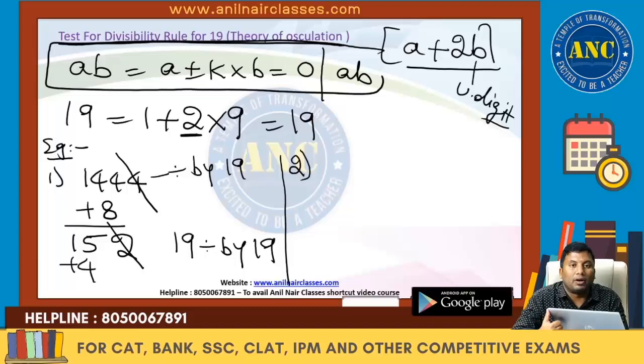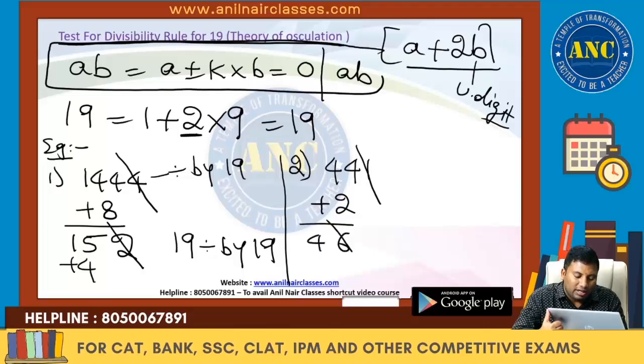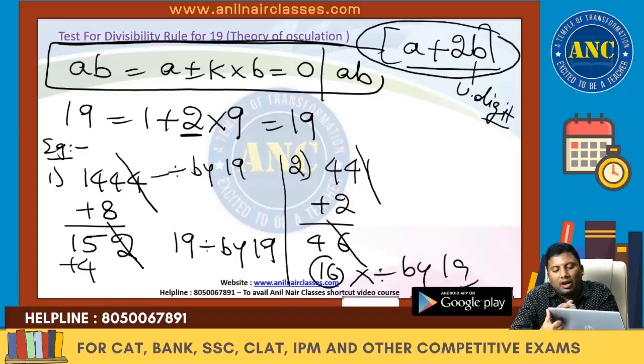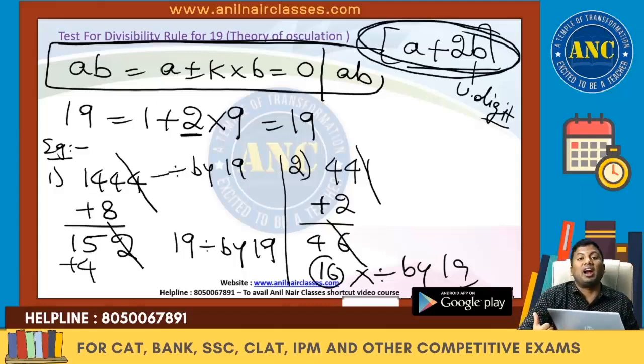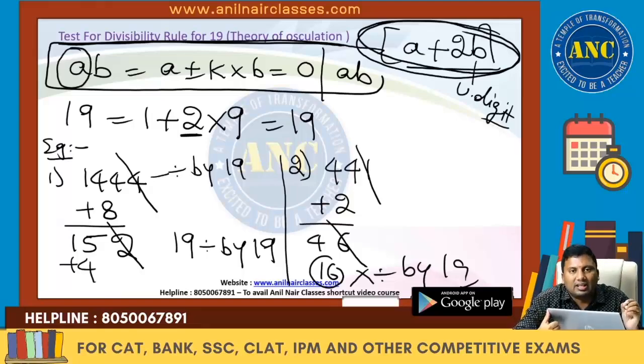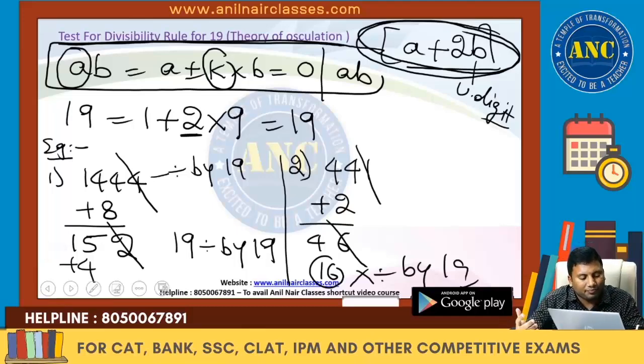One more example. For example 441. Take the unit digit, double it, add it to the remaining part: 46. Take the unit digit, double it. 6 2s are 12 plus 4, 16. 16 is not divisible by 19. I hope you are able to understand how I am deducing the divisibility rule for any prime number. Anything other than the unit digit, fix it. Find out the value of k. Just a little bit of calculation is required.